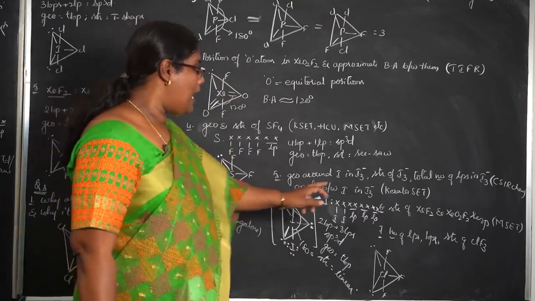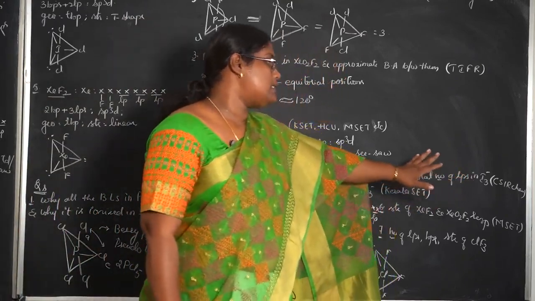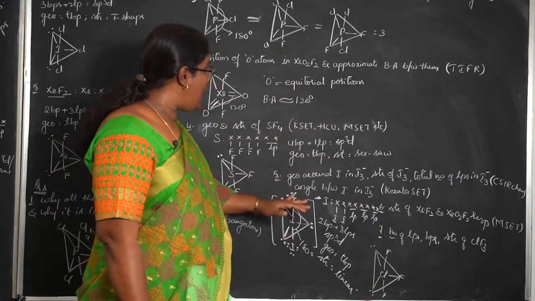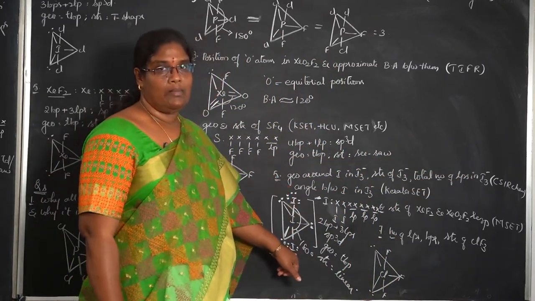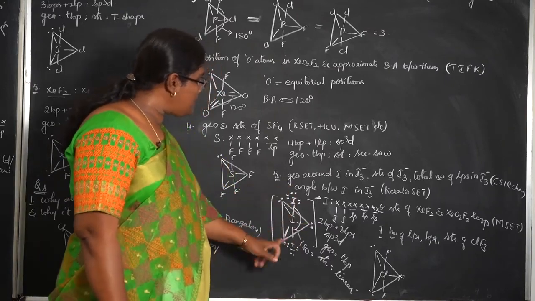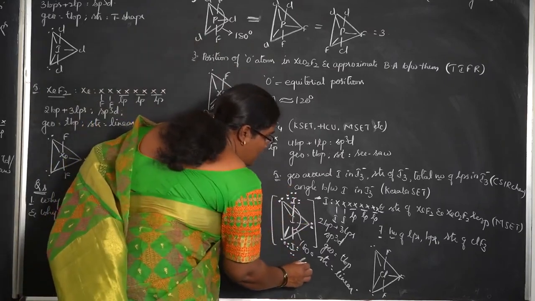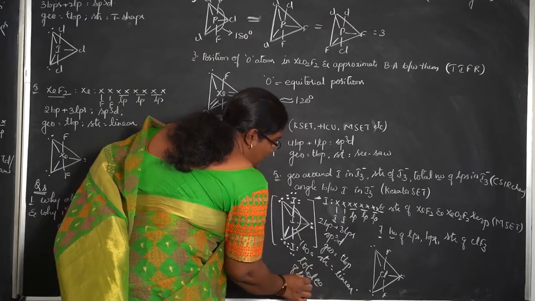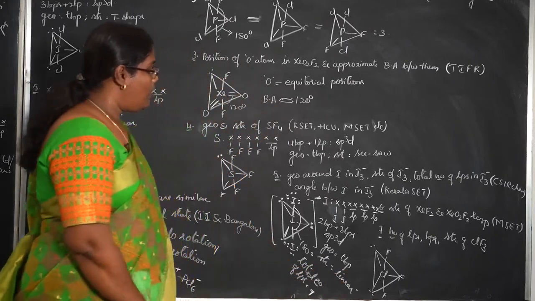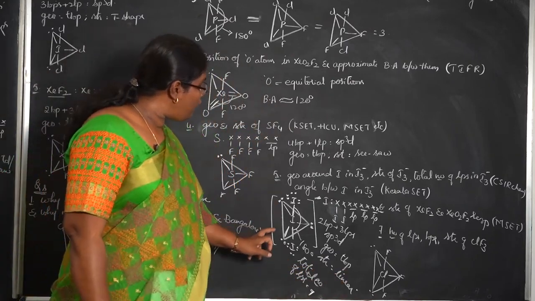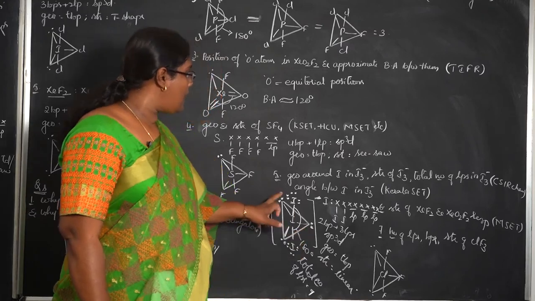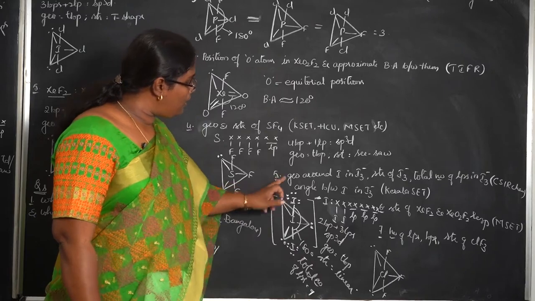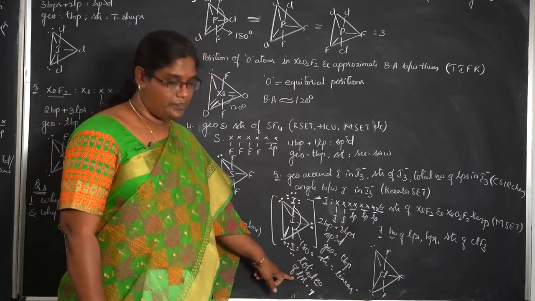Here you are asked for the total number of lone pairs in I3 minus, which means we should include the lone pairs of both the central atom as well as the surrounding atoms. So the total number of lone pairs in the molecule is 9. And if they ask for the total number of lone pairs around the central atom, there are only 3. Around the central atom only 3, but in the whole molecule, it will be 9.